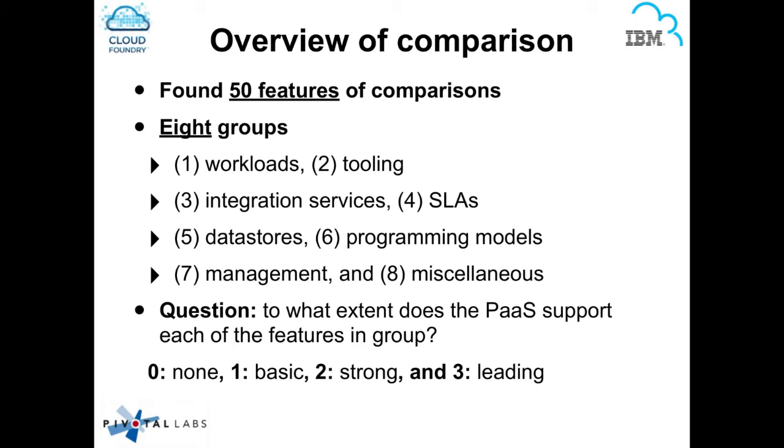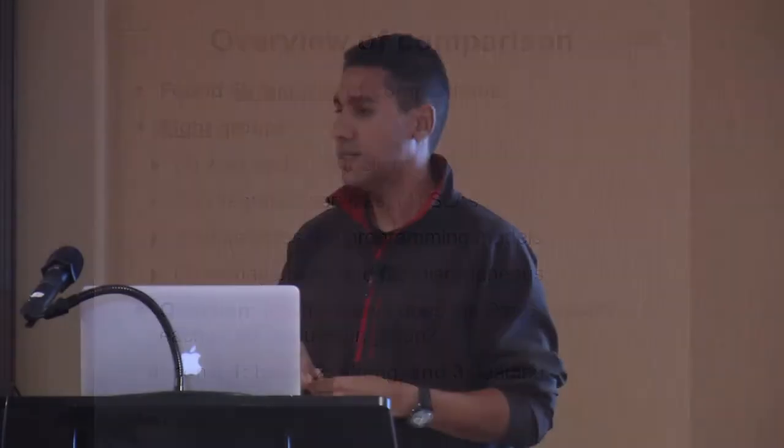And of course, how do we measure it? We ask the question, to what extent does a particular PaaS support that particular feature? And to answer that question, it's based on experience, on what we read from the web, and what we can try. And we have 4 values. 0 means that the feature is not supported at all. 1 is that it's a basic support for it. 2 is that it has strong support for it. And 3, it's a leader. So it's not only strong, but it's also leading the PaaS space.